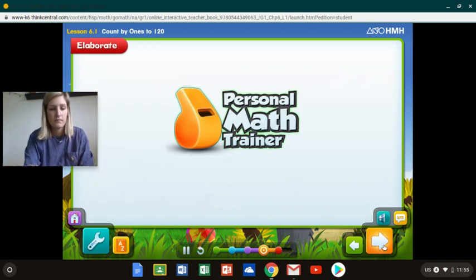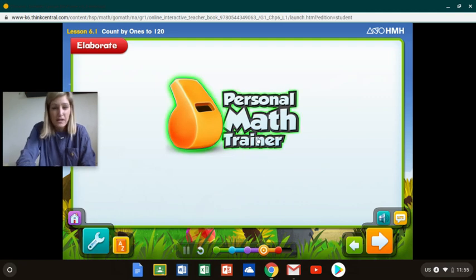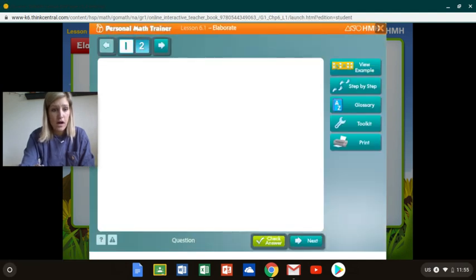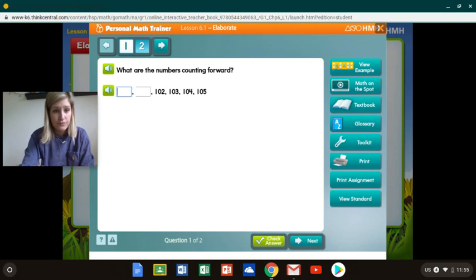Now let's practice with the personal math trainer. So let's take a peek at one of them. And then I'm going to let you guys know what you should be working on in your workbook. It says, what are the numbers counting forward? So I see two boxes, and then it says 102, 103, 104, 105.